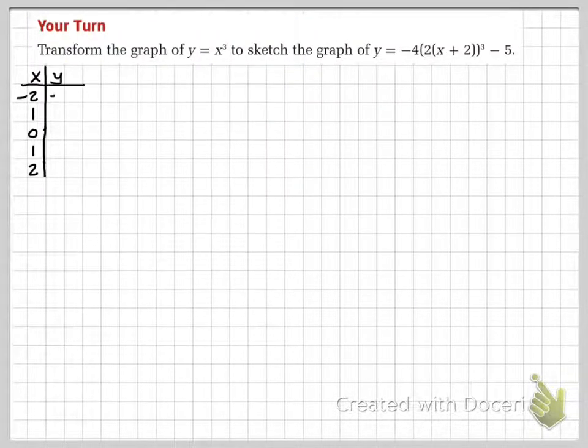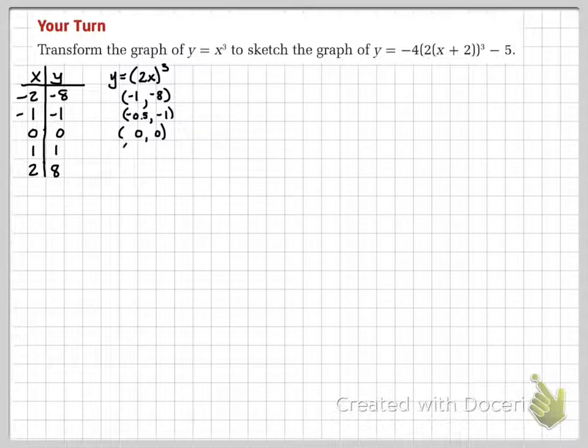Your turn. Transform this graph. Again, picking the points -2, -1, 0, 1, and 2. We're going to start out by doing the b. This time, 2x cubed is going to give me these points. All I'm doing this time is dividing each of my x values by 2.